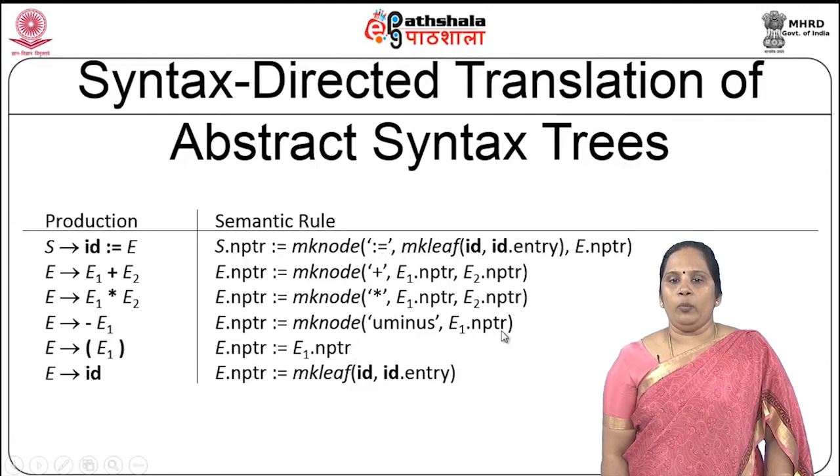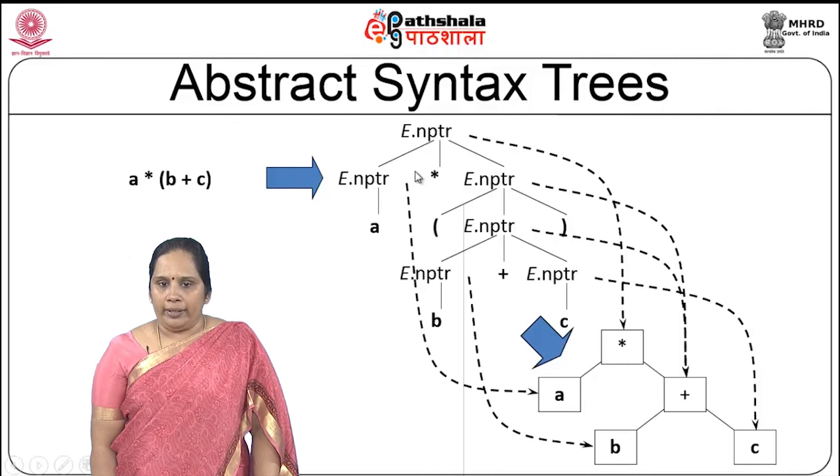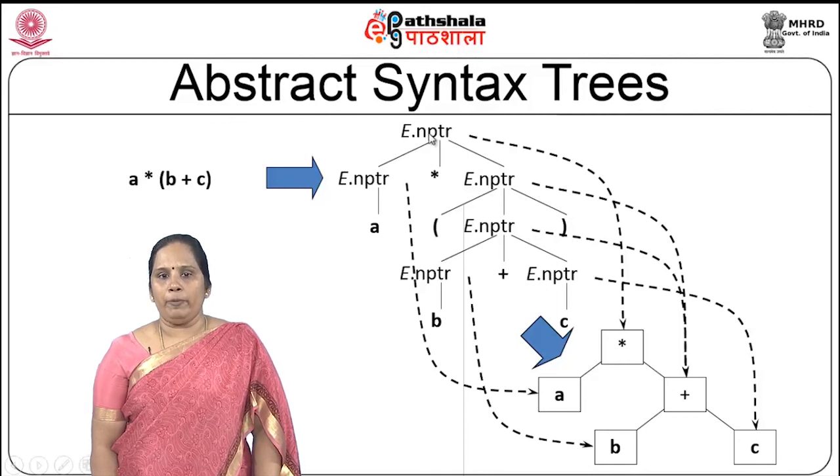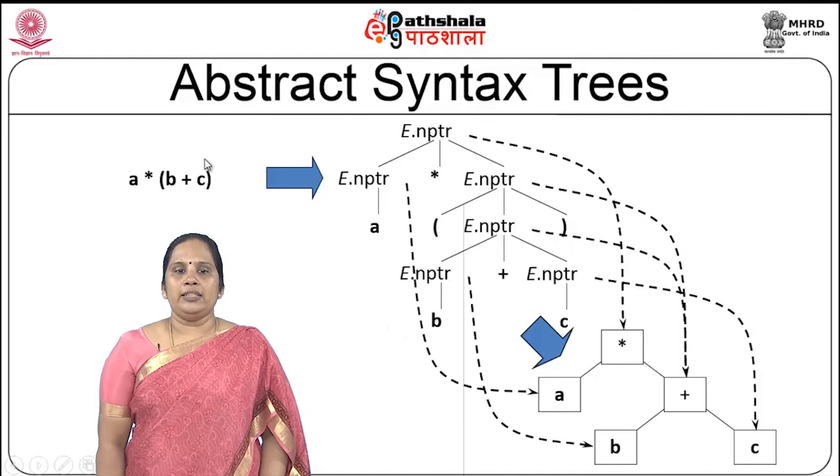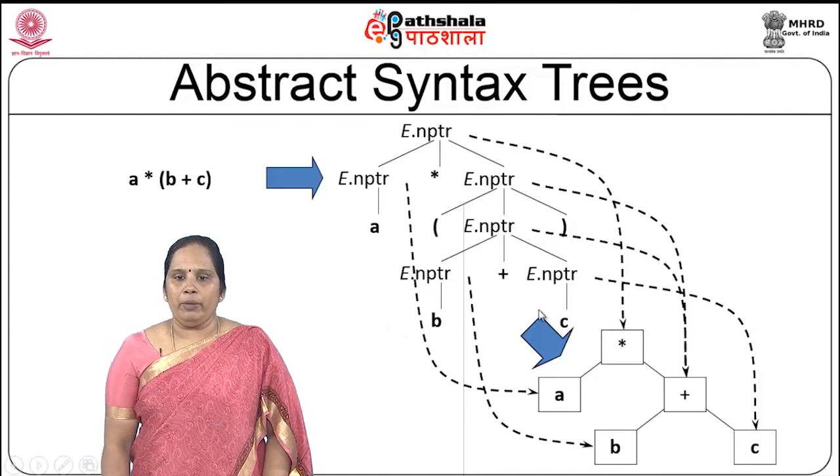So this is the way an abstract syntax tree is basically represented. Now this is what has been shown graphically. So E produces E star E. I can expand this as a derivation tree: E produces E star E, and then parenthesis E close parenthesis. Again, the inside E is nothing but E plus E, where each E corresponds to a, b and c respectively.